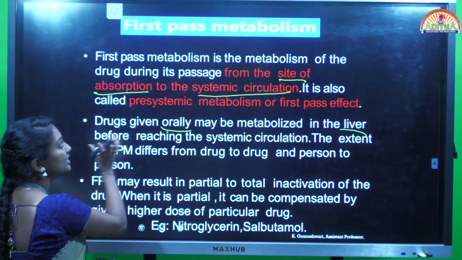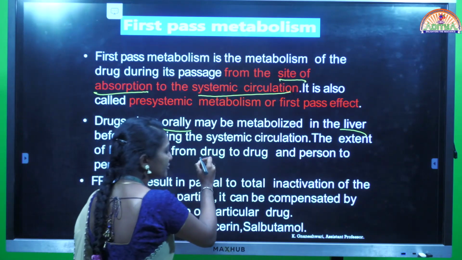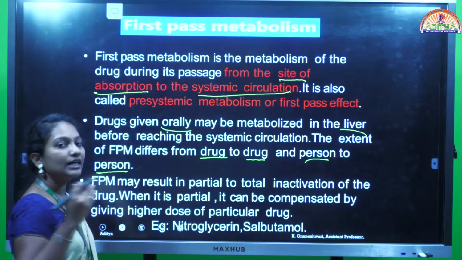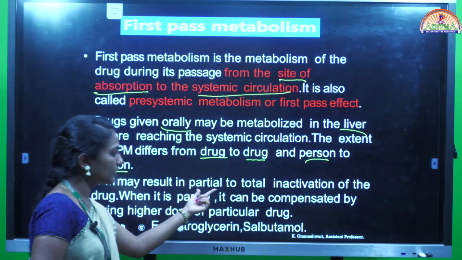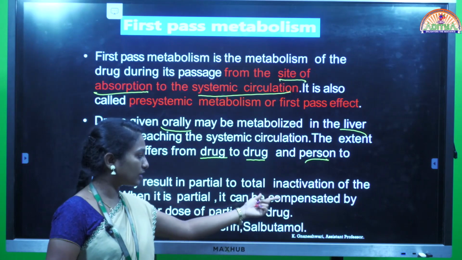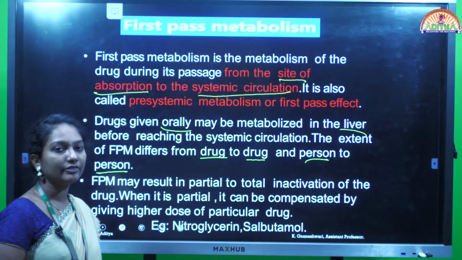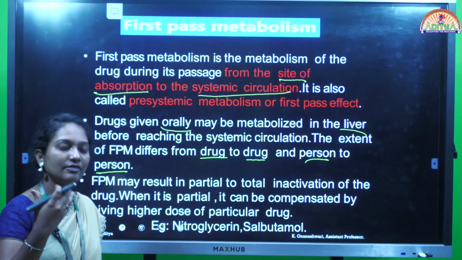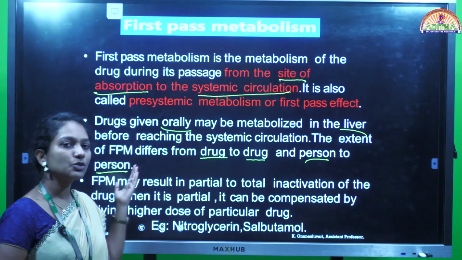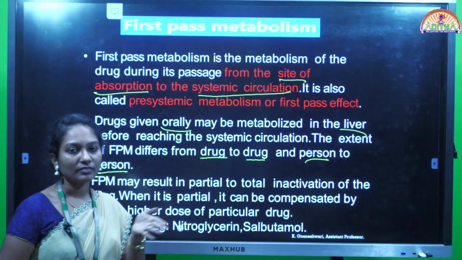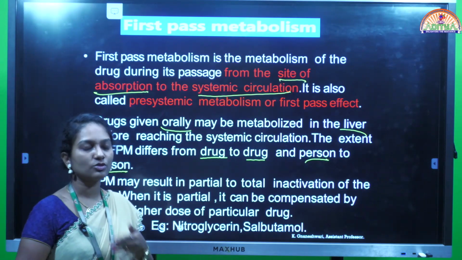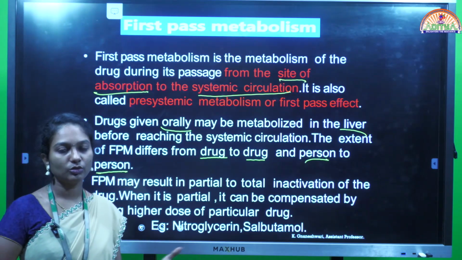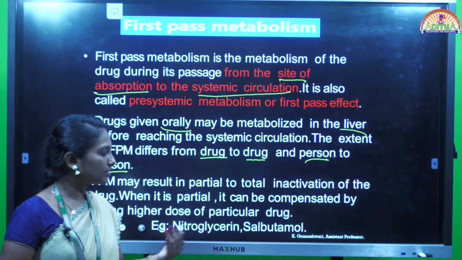And this first pass metabolism differs from drug to drug as well as from person to person. It could cause either partial or total inactivation of the drug. If it is causing partial inactivation, then we can increase the dosage of the drug and give it. But the better way is to change the route of administration, that is, apart from the oral route, we could give the drug through other routes like parenteral or transdermal routes.